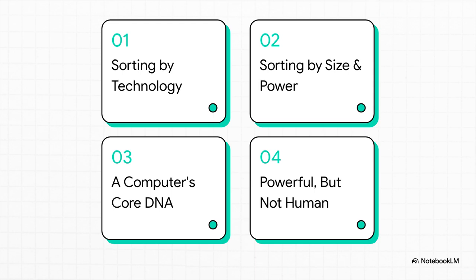So here's our game plan. First, we're going to sort computers by their underlying technology, how they actually think. Then, we'll dive into the classic way of looking at them by size and pure power. After that, we'll uncover the core traits that they all share before finally digging into the one thing that even the most powerful computer on Earth just can't do.